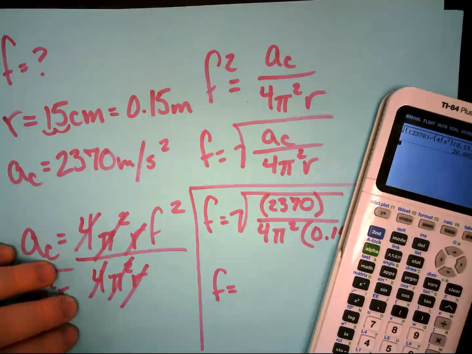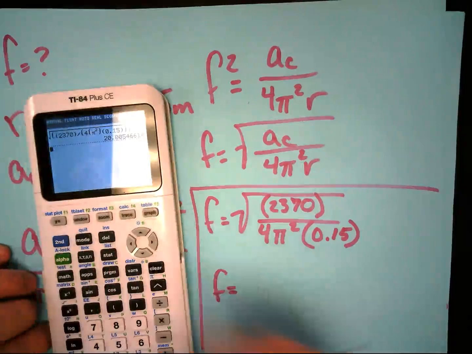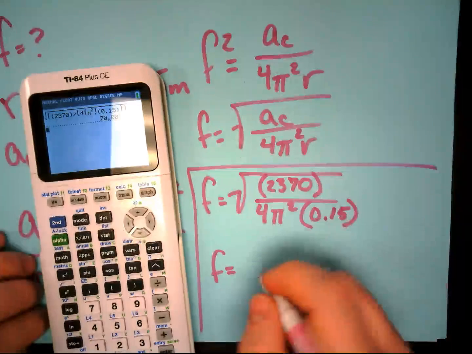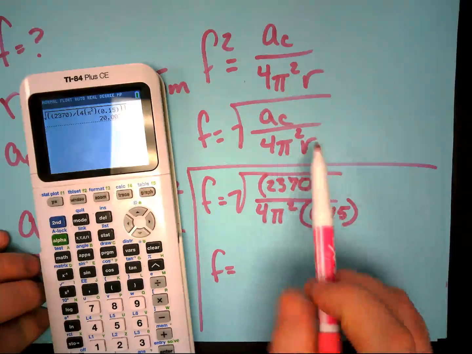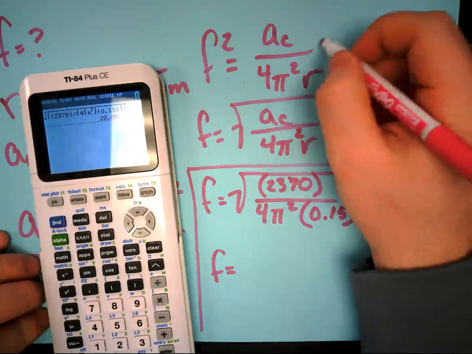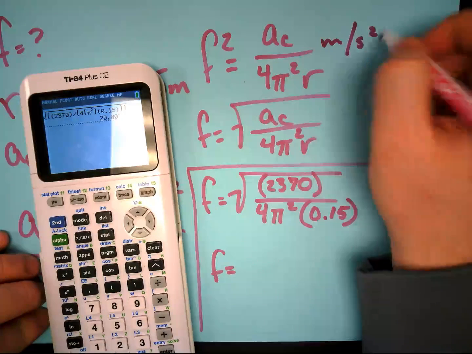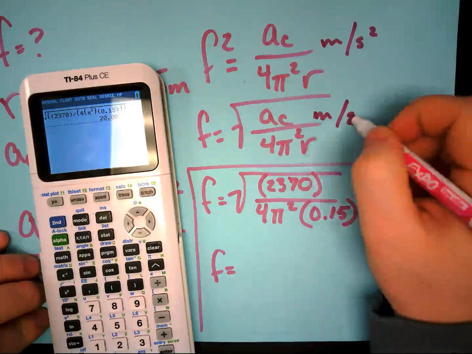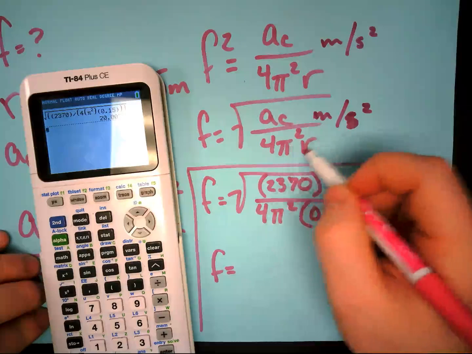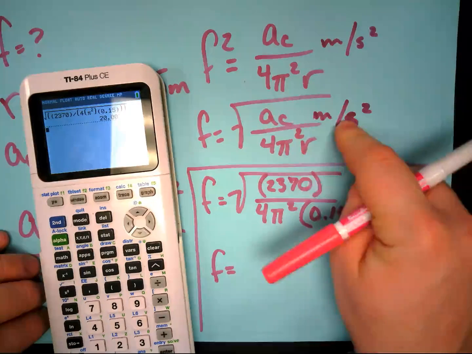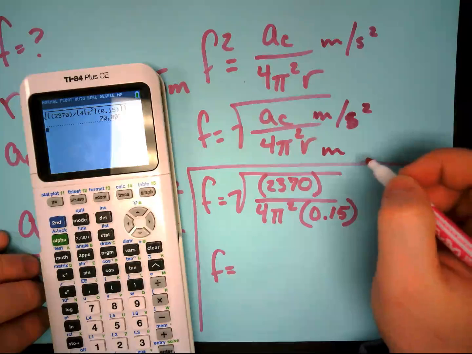Okay, so that should be good. And we should have gotten this. So for frequency, just looking at units, we have meters per second squared, and then you would have meters down here for your units.